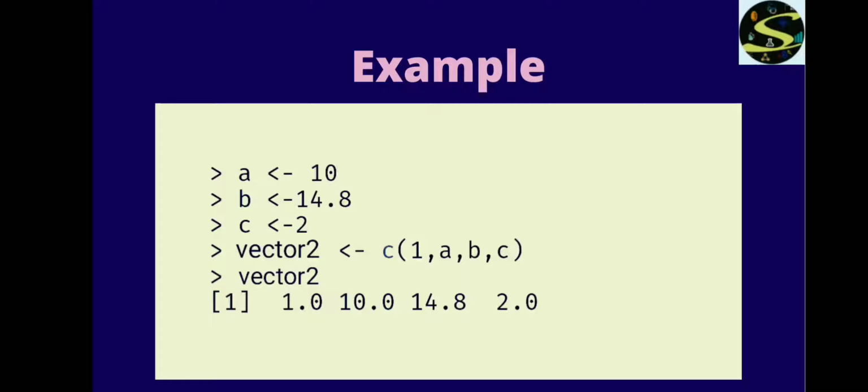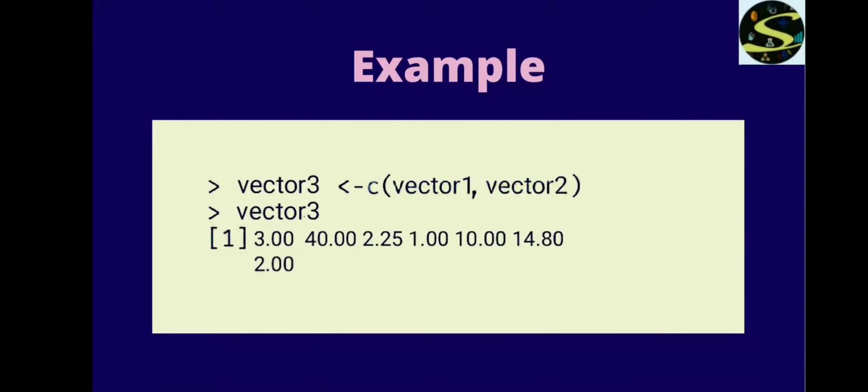Here's an example where I created a vector named vector2, where I assigned the variable values a, b, c. And you can see the outcome of vector2. And we can also create a vector by using pre-existing vectors. In the previous slides, I have shown you how to create vector1 and vector2. By using these vectors, we are going to create another vector, vector3, as shown on the screen, and you can observe the outcome.